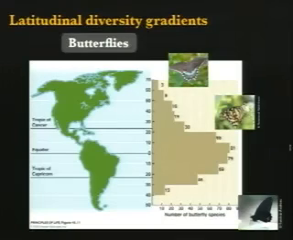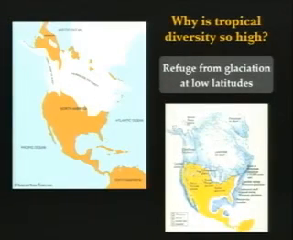There are a couple of minor exceptions to these trends, but the overwhelming number of organisms show patterns like this. It's a little bit different in the oceans too, but broadly it holds. So why is diversity so high in the tropics? One thing you can think about in the deeper time perspective is glaciation.